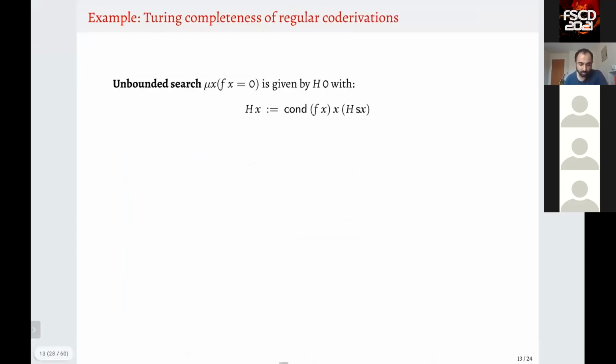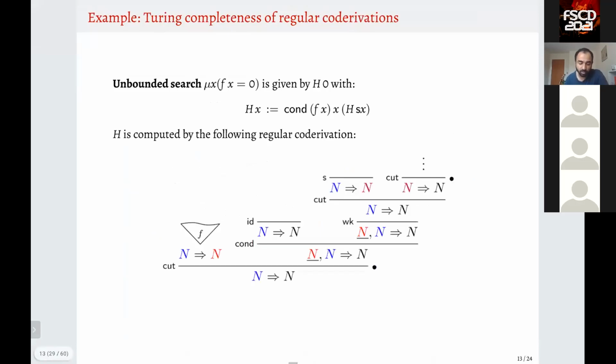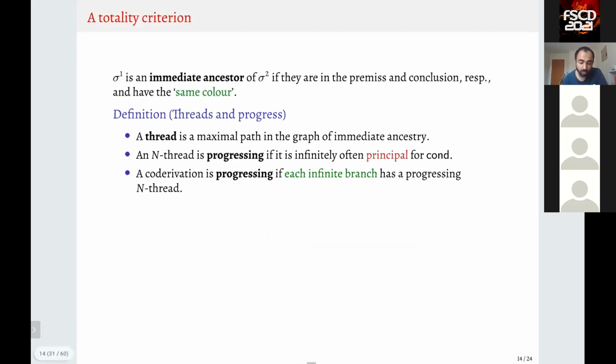Just for time, I'm going to skip that. But the unfortunate thing is we can also represent lots of bona fide partial functions. So partial functions that are not well-defined total functions. In particular, we can represent unbounded search here, even with a regular co-derivation. And so the point of cyclic proof theory is to insert some sort of criterion for meaningfulness. So in this case, well-definedness of the partial function defined by a co-derivation. And for this, we introduce a condition of progress.